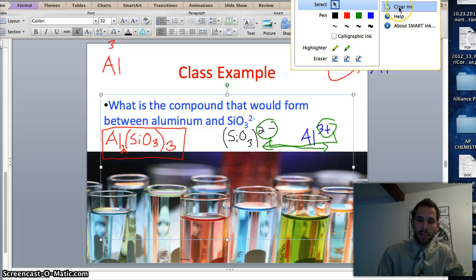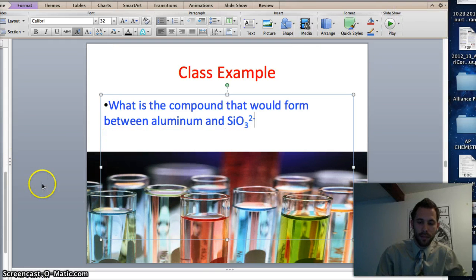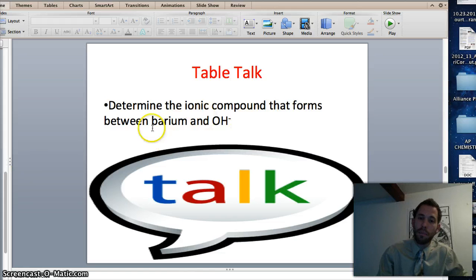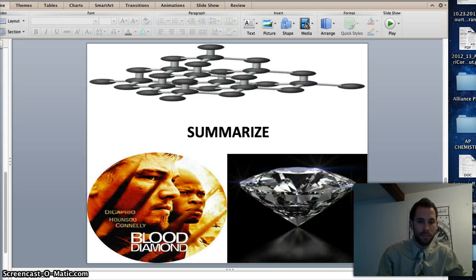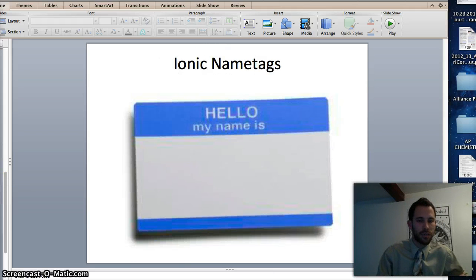I hope that helps. And you can give these two a shot: between barium and a hydroxide molecule, and cesium and a carbonate molecule.